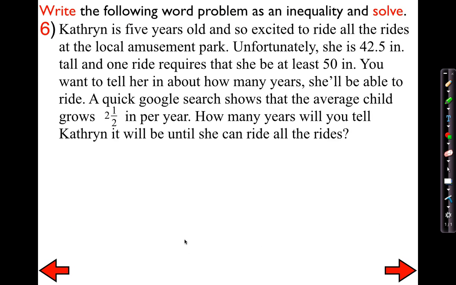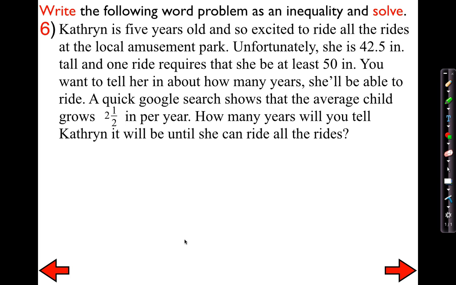Okay, we're on our last problem. It says here, Catherine is 5 years old and is so excited to ride all the rides at the local amusement park. Unfortunately, she is 42 and 5/10 inches tall, or 42.5 inches tall. And one ride requires that she be at least 50 inches. You want to tell her about how many years she will be able to ride. A quick Google search shows that the average child grows 2.5 inches per year. How many years will you tell Catherine it will be until she can ride all the rides?